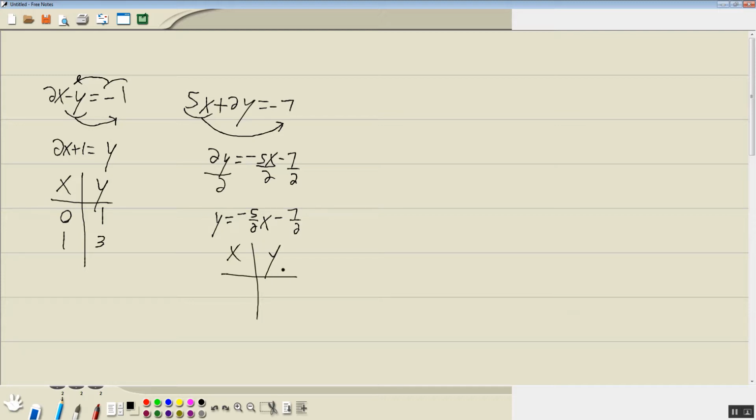Okay. Now if I plug in 0, put 0 in for x, I got -5/2 times 0, that's 0, minus 7/2, that gives us -7/2, or -3.5. Hopefully I can graph that. Now if I plug in 1, 1 times -5/2 is -5/2, minus 7/2 gives us -12 over 2, or -6.